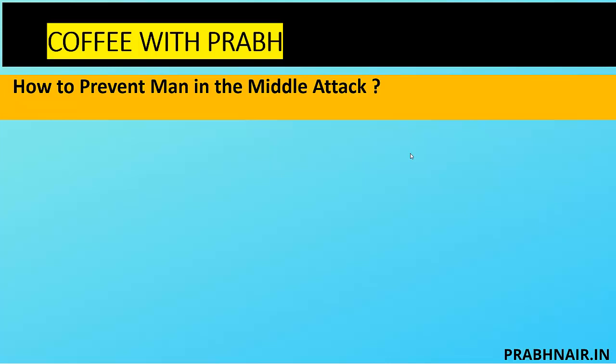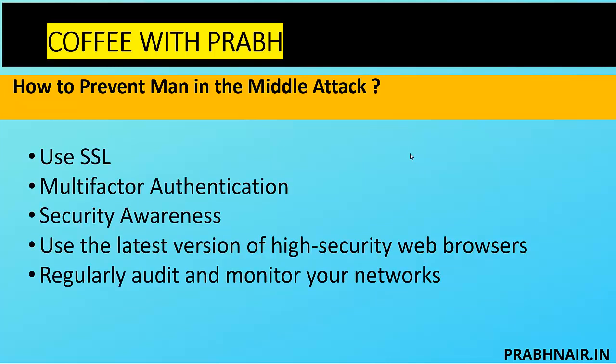The answer is use SSL, Secure Socket Layer, by which we can secure the session. Implement multi-factor authentication: if someone intercepts the password, they still need an OTP. Security awareness about what a suspicious URL is, and how to handle it if you get some kind of request. Use the latest versions of high-security web browsers, and most important, regularly audit and monitor your network to check if any suspicious activity is happening. So these are some of the countermeasures we have.